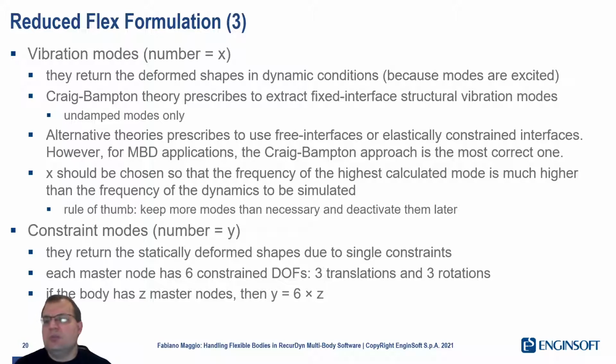For the constraint modes in this analysis, we don't have to say much, because these constraint modes are defined by the number of interface nodes and the number of degrees of freedom per node. Since we are in space, we always have free translations and free rotations, so each interface node has 6 degrees of freedom. So the Y is essentially 6 times the number of master nodes.